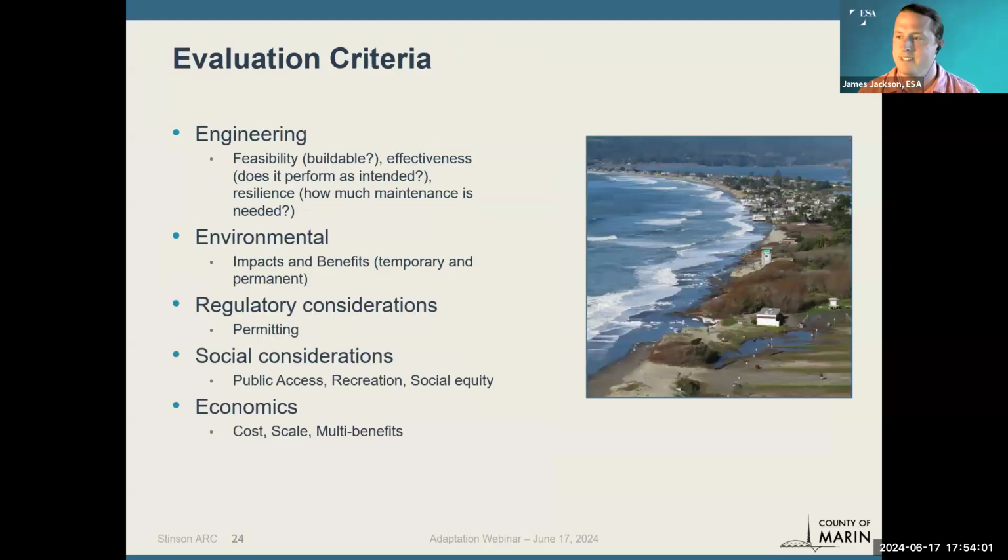I wanted to summarize the evaluation criteria that we've applied in this study, and this is a standard set of criteria to be used in adaptation planning, and they include engineering. Engineering considerations include feasibility. Is something buildable based on the available space and the setting? Its effectiveness, is a particular measure expected to perform as intended? And as well as its resilience, or in other words, how much a particular measure might need to be maintained over time, or how long might it last.